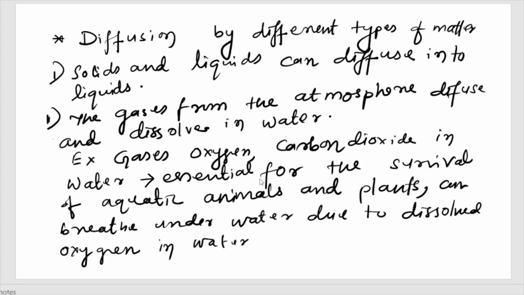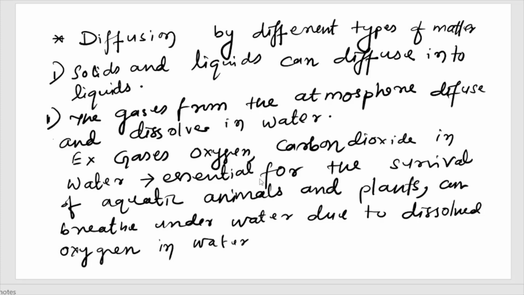Diffusion in different types of matter: solid, liquid, gas. Whether diffusion takes place in all cases, solid, liquid and gas, is not so. You will compare solid, liquid and gas. Solid and liquid can diffuse into liquid. A solid can change to liquid, and liquid also diffuses only into liquids. Suppose one liquid is there and you put that liquid in another liquid, you can say diffusion takes place.